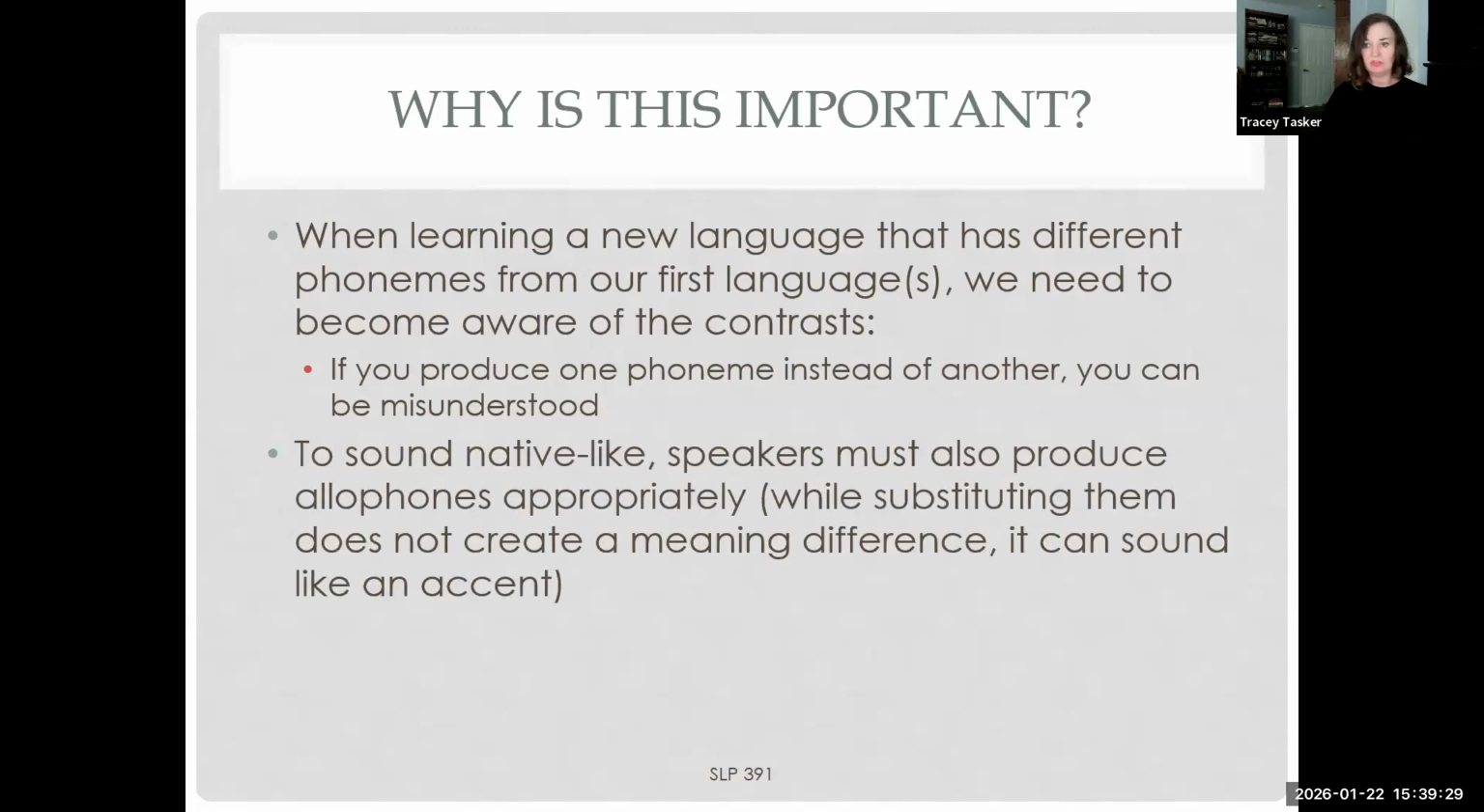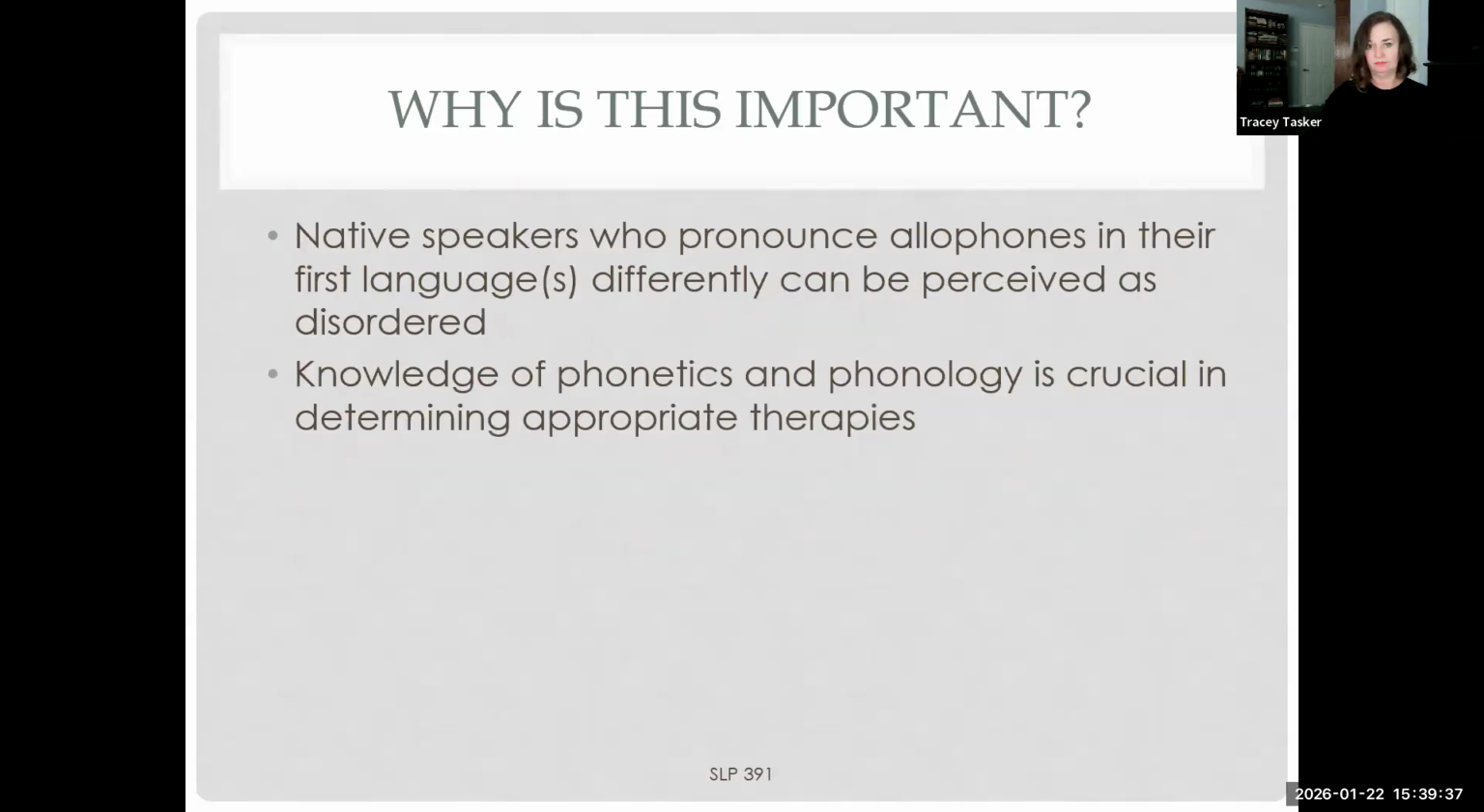When people are learning a new language, really understanding those allophonic distinctions is important, especially if they change the meaning of a word. If someone doesn't understand those different contrasts, they're going to be misunderstood. As speech therapists or future speech therapists, it's very important that we understand these differences, because if someone has an allophonic variation, it doesn't necessarily mean that they're disordered, right? It may just be a difference in how they produce a sound.